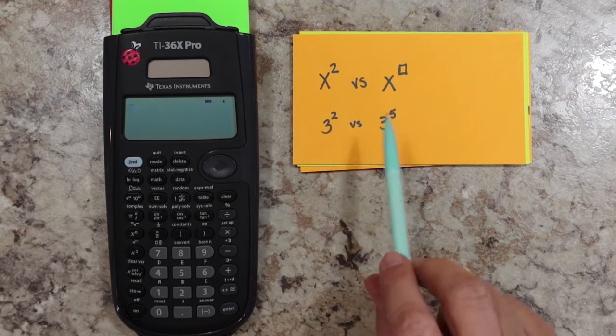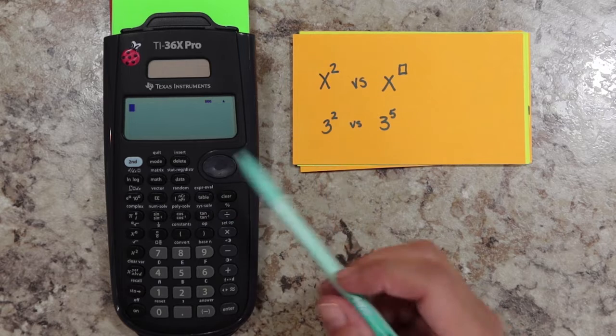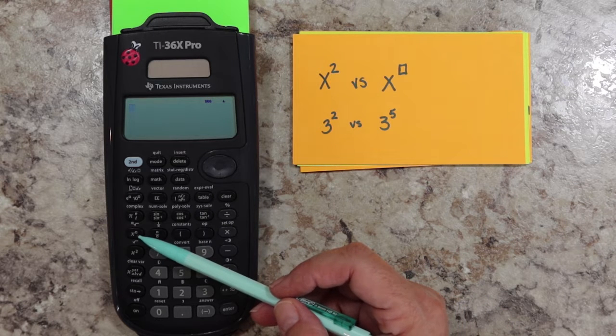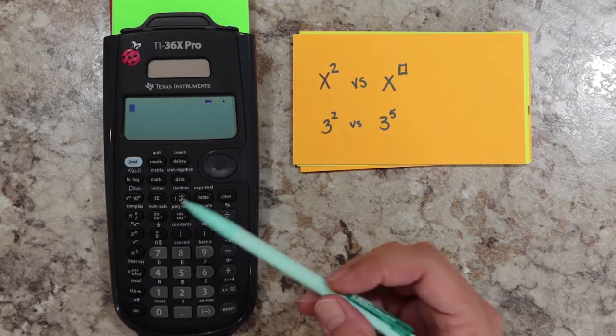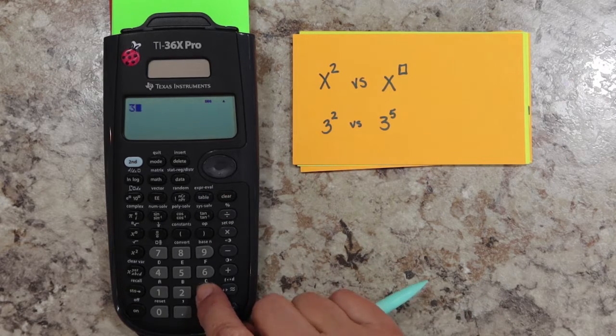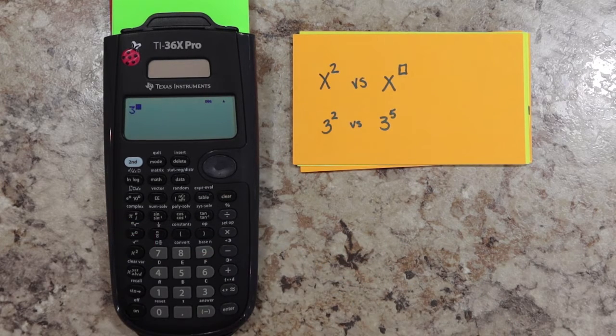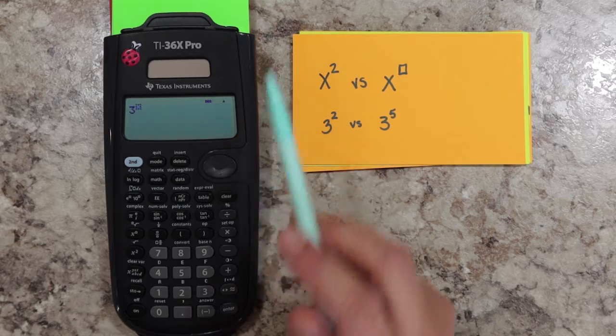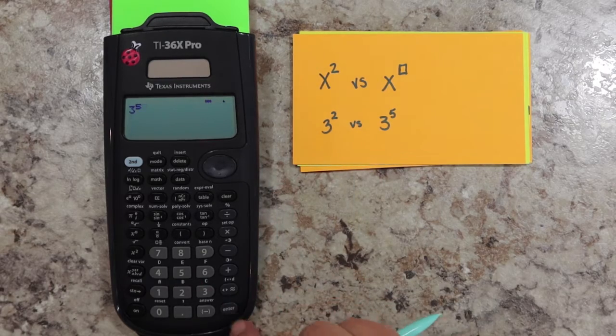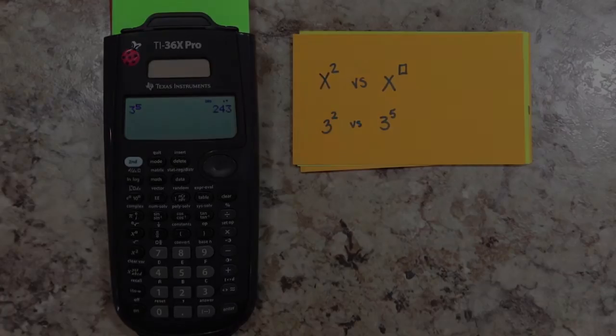Now, if you have an exponent that is greater than 2, you're going to want this button up here, the x with the little block on it. So I would hit 3, the x with the square, you see it's giving me a little cursor that's blinking, whatever exponent I have, and enter.